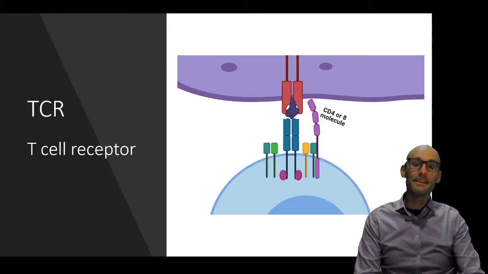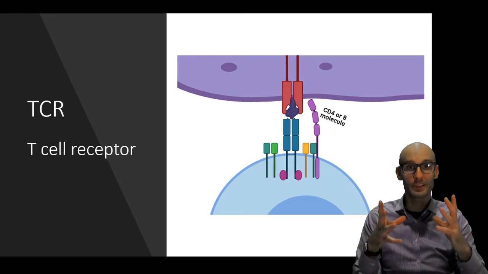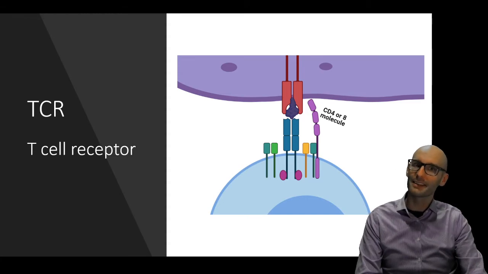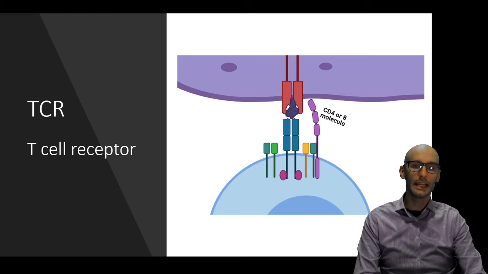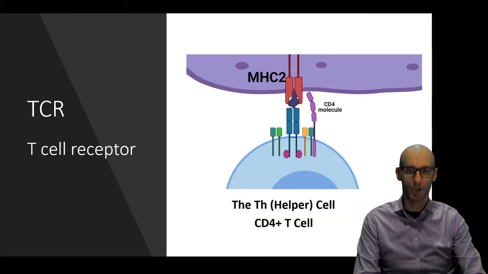But there's actually another molecule here that needs to recognize the MHC molecule. The T cell receptor is about recognizing the antigen presented by the MHC molecule, but we need to recognize the MHC molecule as well. And this is where CD4 or CD8 molecules come in. They're quite a long membrane protein, and they come up here and they bind to and recognize this MHC molecule.